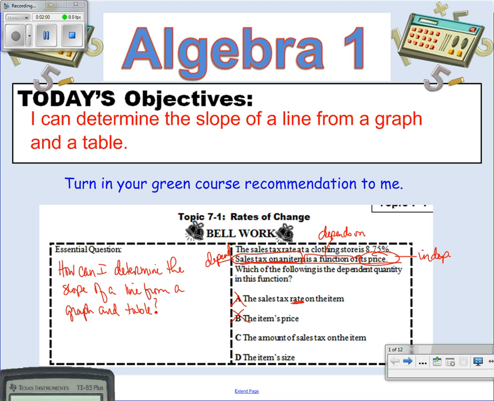C says the amount of sales tax on the item. That matches what is stated in our sentence, but let's check the last one to be sure. D says the item's size. We have nothing in our sentence that mentions size. So D is not it. The correct answer is C.